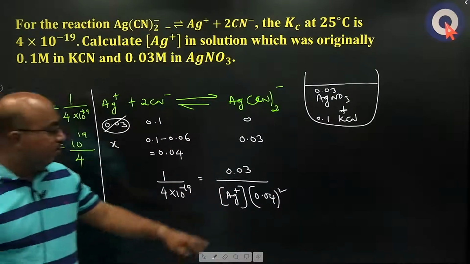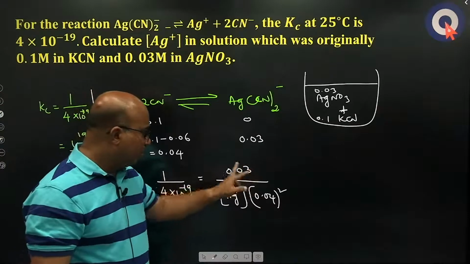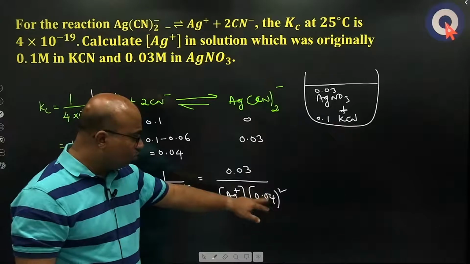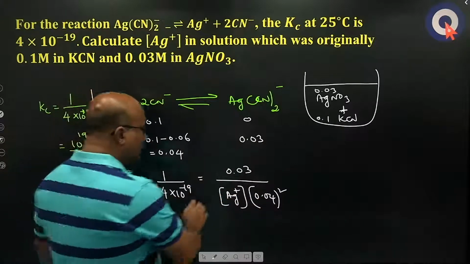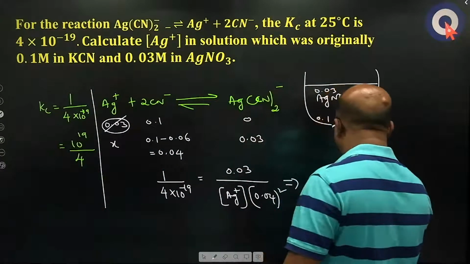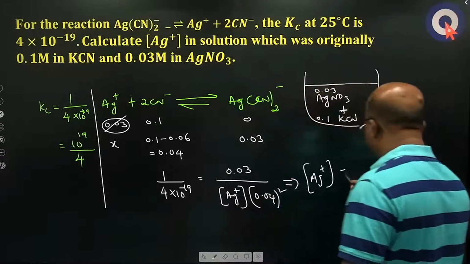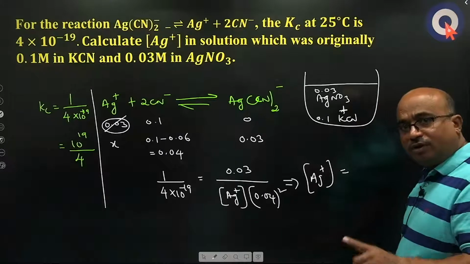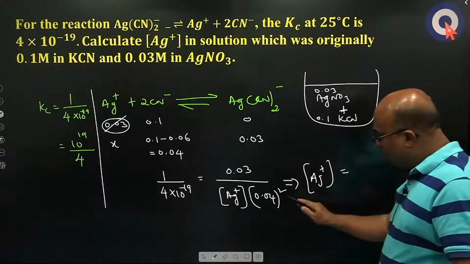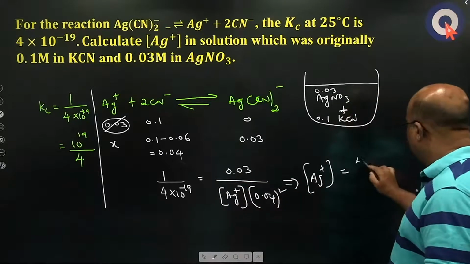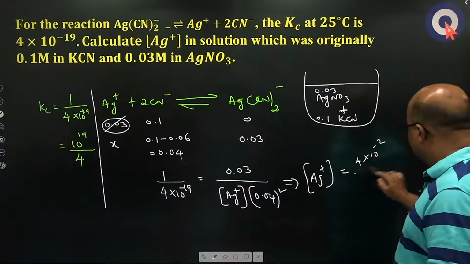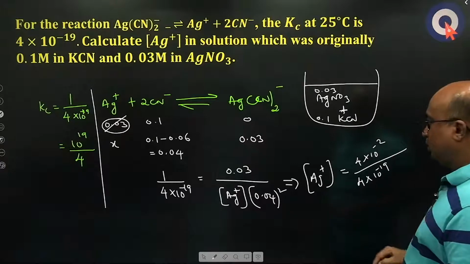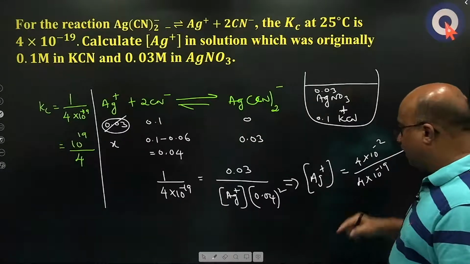Clear? So this will be 1 into 10 to the power of minus 2, you can cancel from these two. 1 into 10 to the power of minus 2 will be left in this. So what is the overall Ag plus concentration now? It's nothing but 1 of the 4 I can also cancel. So 1 4 is left, 4 into 10 to the power of minus 2 is left. So it is 4 into 10 to the power of minus 2 by 4 into 10 to the power of minus 19. Clear?